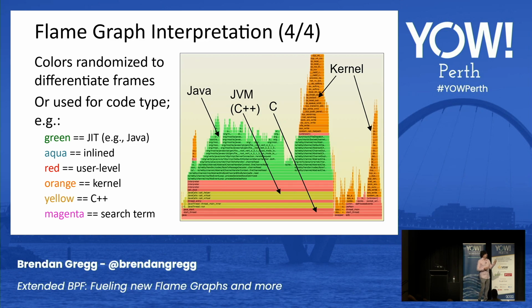And I'll often use the color hue to show the code type. So green for jitted code like Java, red for user level, orange for kernel, and so on. Just come up with whatever color scheme suits you, that's fine. At Netflix, some developers would permanently highlight their own code in magenta or something, so every time they got a flame graph, their bits of the flame graph were always highlighted so they could always find it. And I also use color for other dimensions. So if I want to show cycles per instruction or other metrics in the flame graph as well, I can use a color scheme.